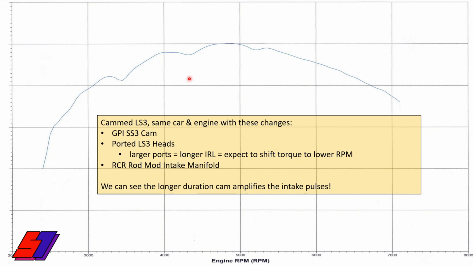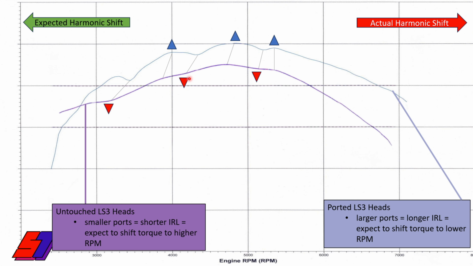Now, this was also with the ported heads, so I would think that it would be a little bit longer total intake runner length. So when I put these graphs on top of each other, or overlaid them, I was expecting to see the harmonic shift go to lower RPMs because they're dealing with a longer intake runner length, but instead it actually shifted forward. And I drew some lines here just to line up the peaks and valleys so you can see.